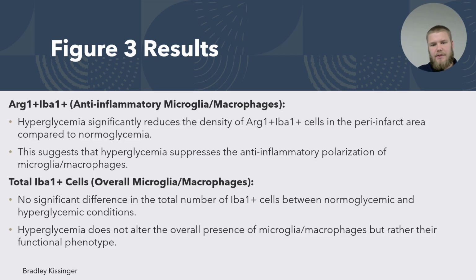So the overall results from figure 3 just show that hyperglycemia actually does reduce the number of anti-inflammatory cells in the area around the infarction up to 48 hours after the stroke without affecting the actual number of macrophages. So that's what I was just showing you in that previous histogram. And then the total number of the IBA1 plus cells didn't change, which is just another sign that the number of cells didn't change, but the number of ones that are expressing the anti-inflammatory phenotype did change. It actually decreased, which is what we were looking for.